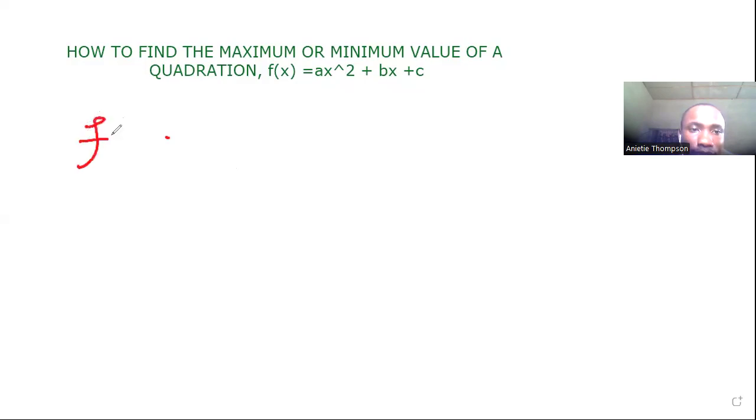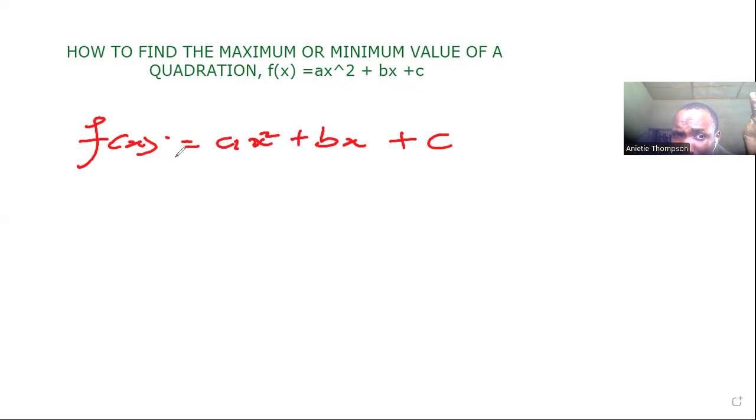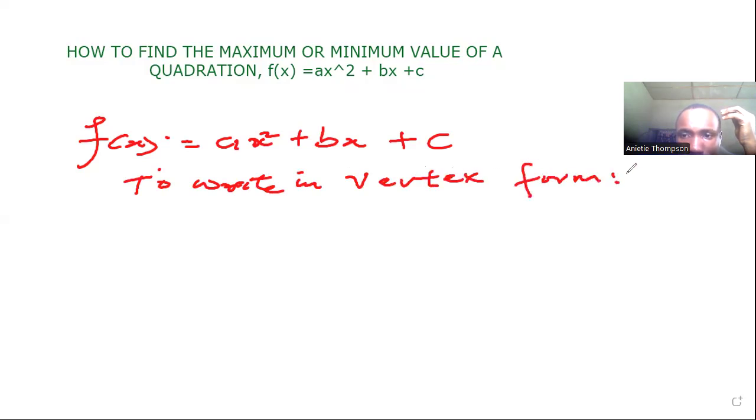If you have a quadratic function, f of x equals a x squared plus bx plus c, this is the standard form of a quadratic function. So the secret of finding the maximum or minimum value of this quadratic function is to write it in vertex form.